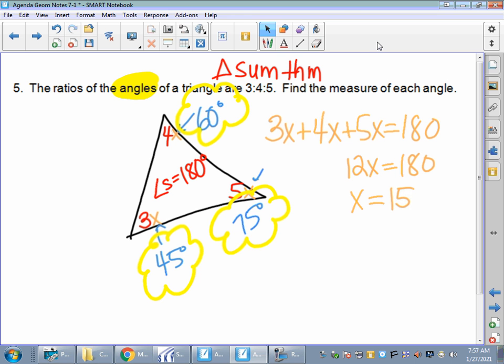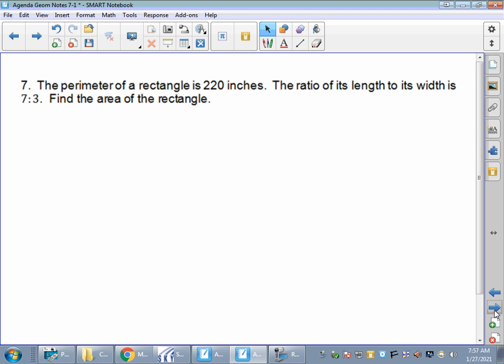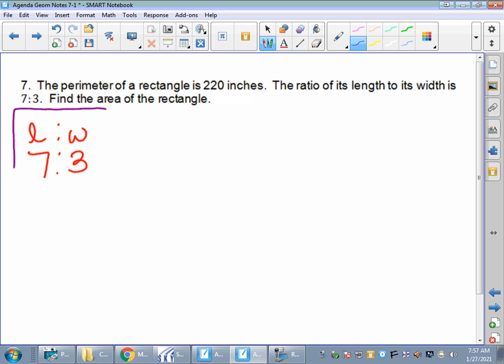All right, let's do one last problem. Number 7 about perimeter. The perimeter of a rectangle is 220 inches. The ratio of its length to its width is 7 to 3. 7 to 3 is length to width. That's a nice thing to keep in mind over here.